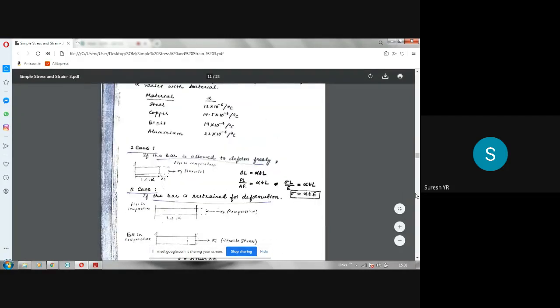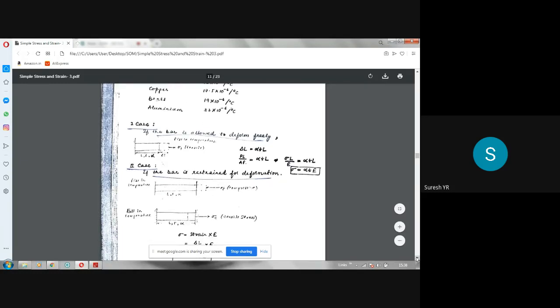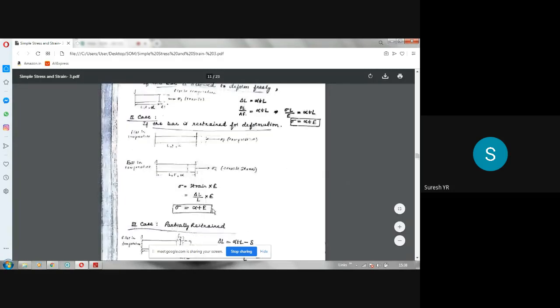When there is no free expansion, the bar is restrained. There is no expansion. It is fixed. Fixity condition is there at both the ends. So we have to use the same formula, alpha TE. But the thing is, it develops an opposite kind of stress. Compressive stress will be developed. So the temperature stress will be compressive in nature here. Rise in temperature is there, but the temperature stress will be compressive in nature.